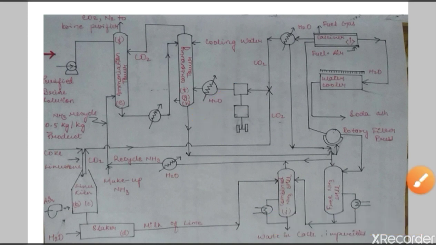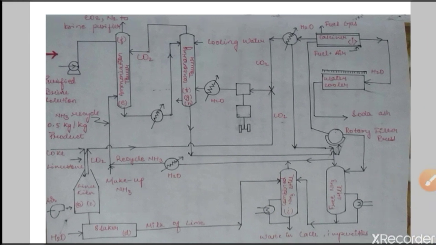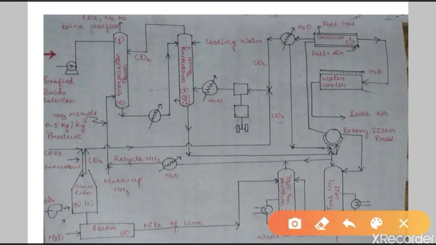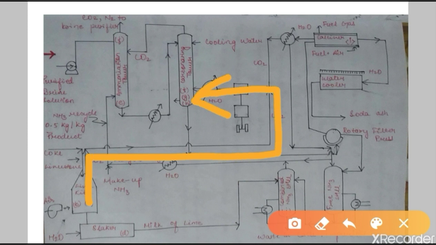We will come to that later, but let us see that in the lime kiln, this is your lime kiln, limestone is heated so as to give carbon dioxide, and it supplies carbon dioxide to the carbonating tower. That is, from the lime kiln, carbon dioxide is supplied to the carbonating tower.